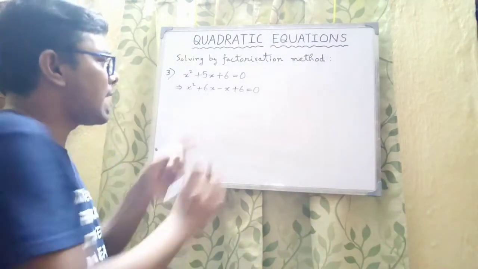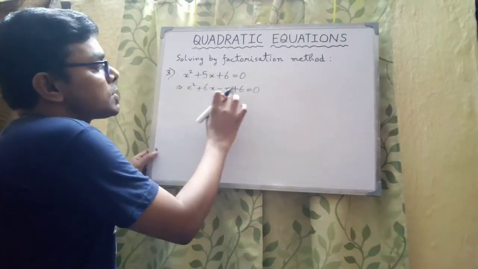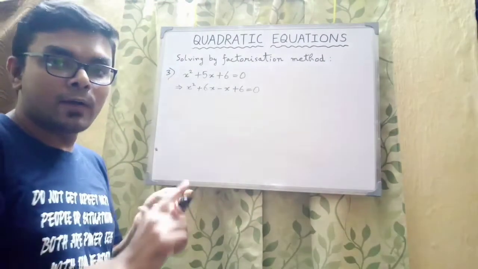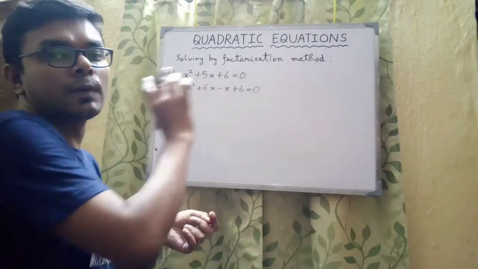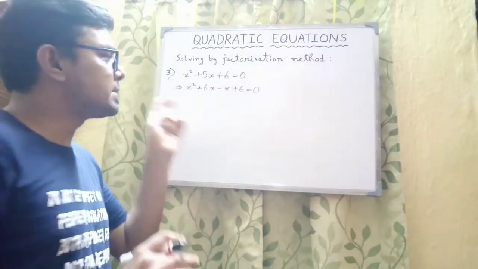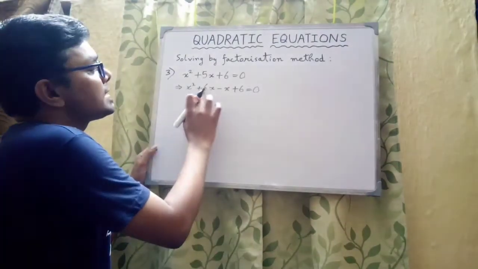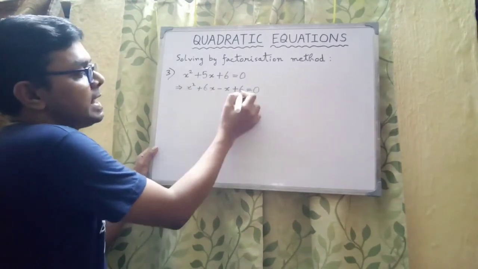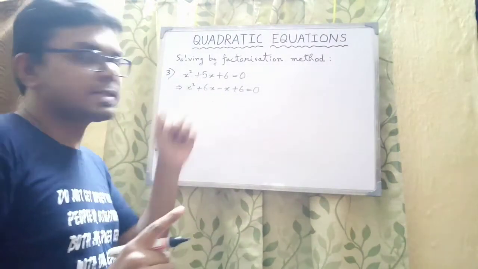Everybody must keep in mind, after breaking the middle term, either all the terms should have a plus sign, or all the terms should have a minus sign, or two terms will have a plus sign and two terms will have a minus sign. If it satisfies any of these conditions, then you are proceeding in a correct way. Here we see there are three plus signs. x squared has got a plus sign, 6x has got a plus sign, and 6 also has got a plus sign. So there are three plus signs and one minus sign. So this is a mistake.